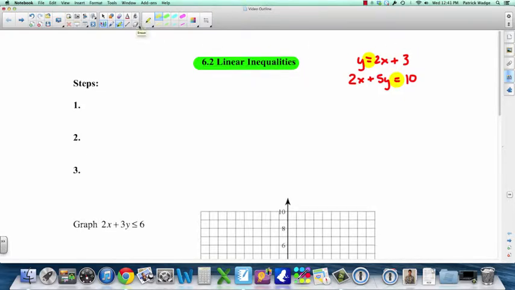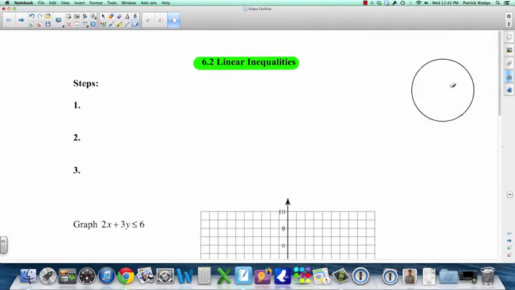Today what you're going to learn how to graph is linear inequalities. So that would be things like y is greater than 2x plus 3, or 2x plus 5y is less than 10, or y is greater than or equal to 2x plus 3, or 2x plus 5y is less than or equal to 10. Okay, so there's four types of inequalities: greater than, less than, greater than or equal to, less than or equal to, and you're going to learn how to graph those.